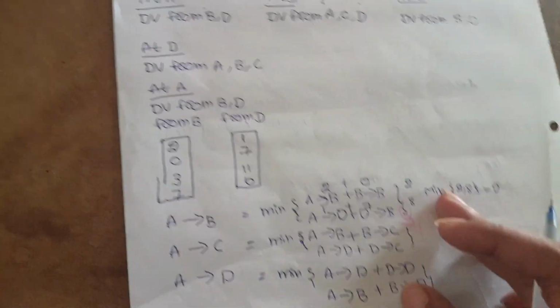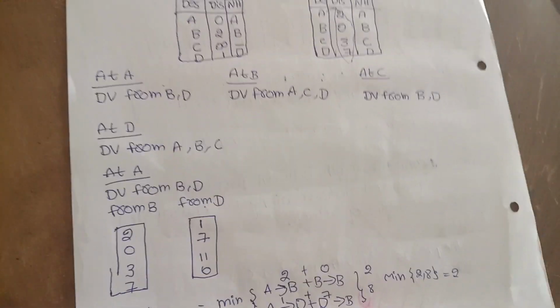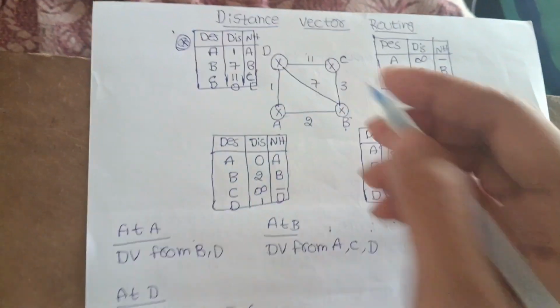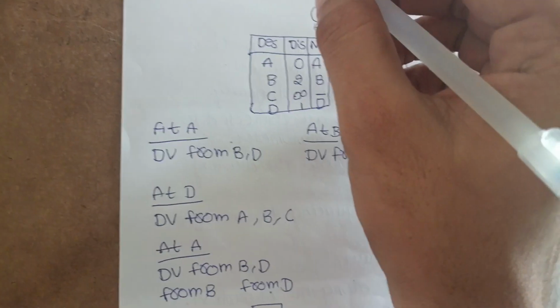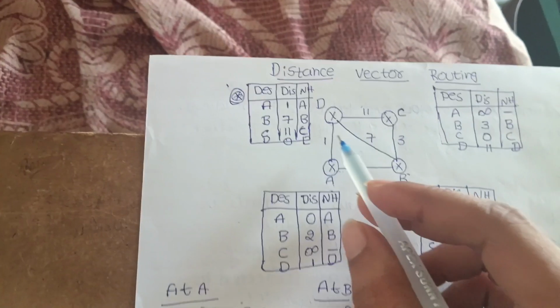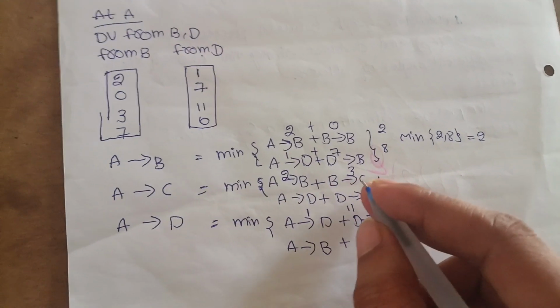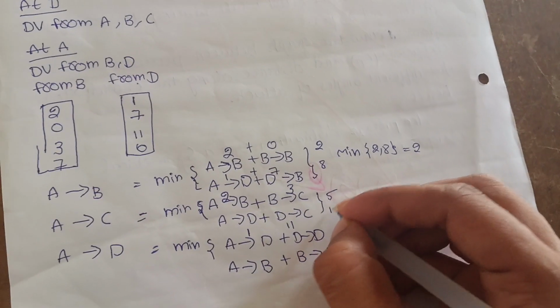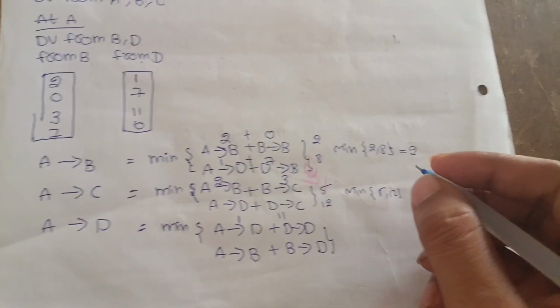Next, A to B distance is 2. B to C distance is 3. A to D distance is 1. And again D to C distance is 11. Here 3 plus 2 is 5, 11 plus 1 is 12. We want to find the minimum of 5, 12, which is 5.